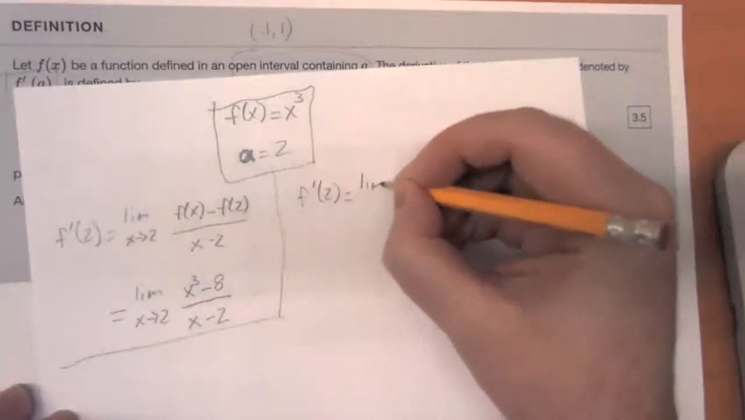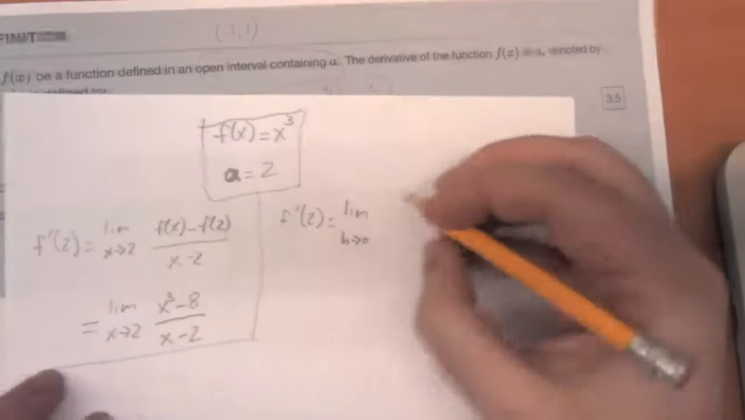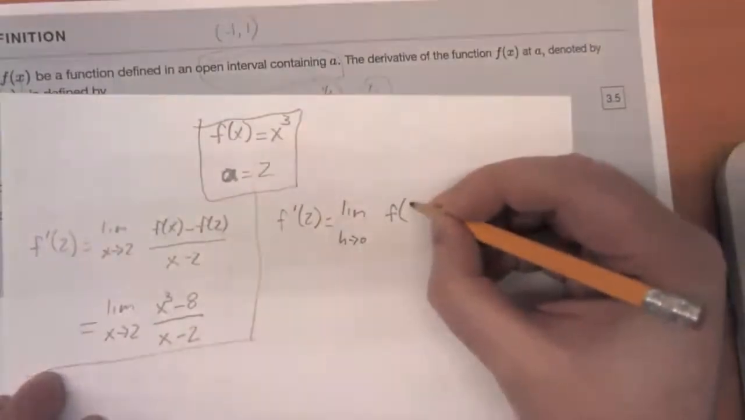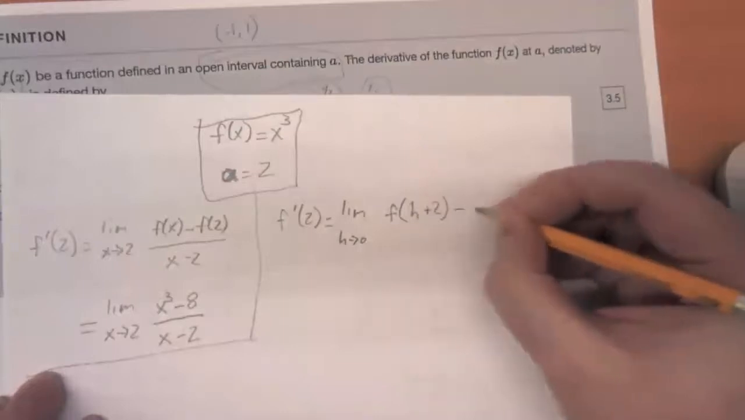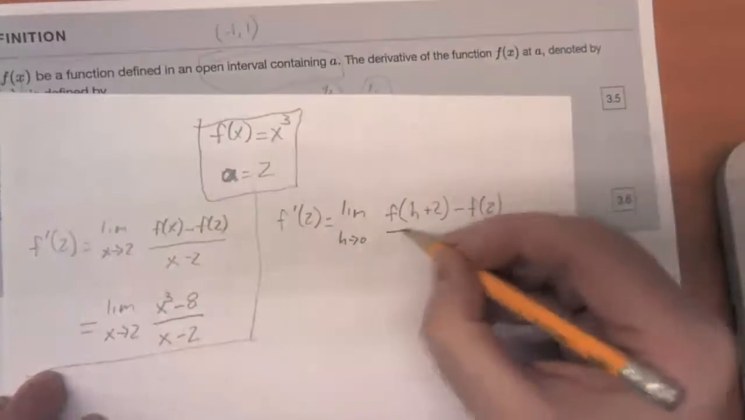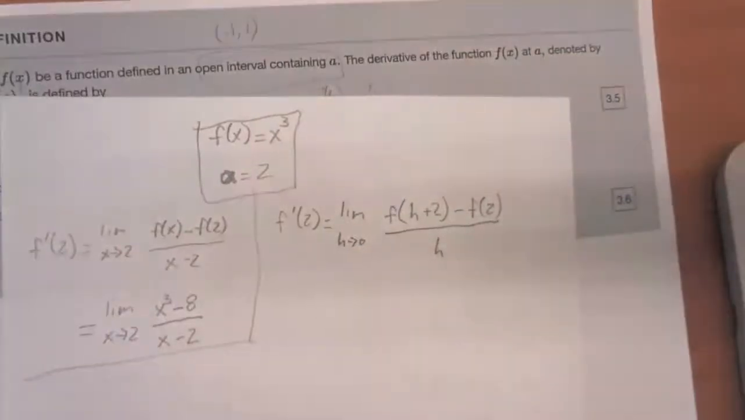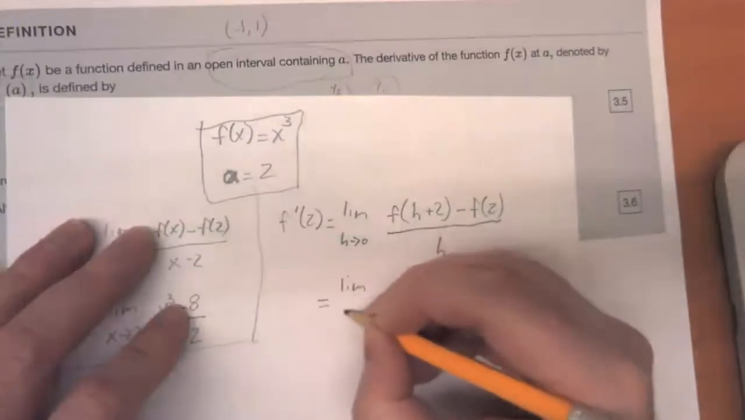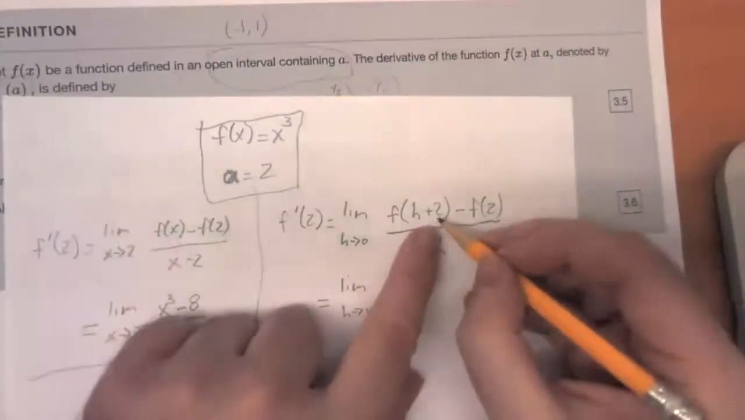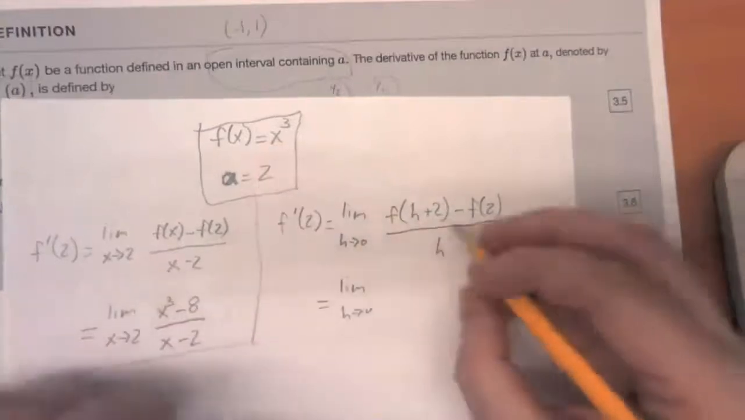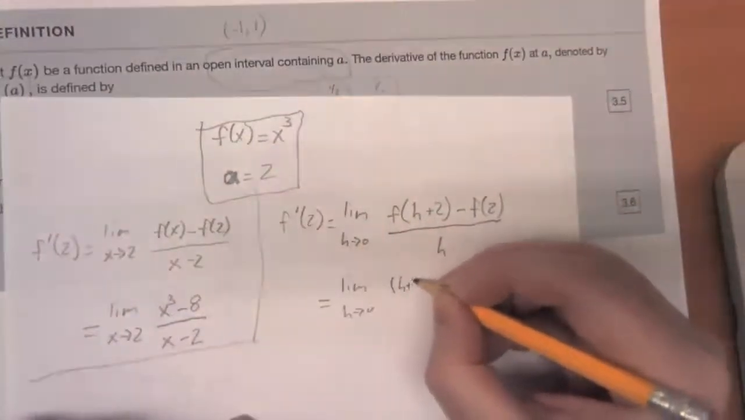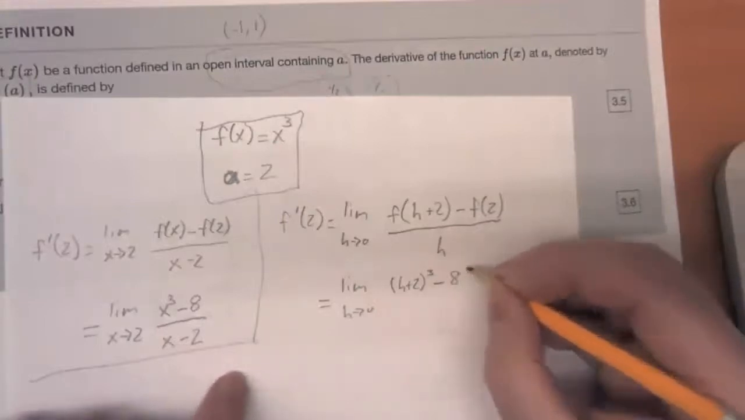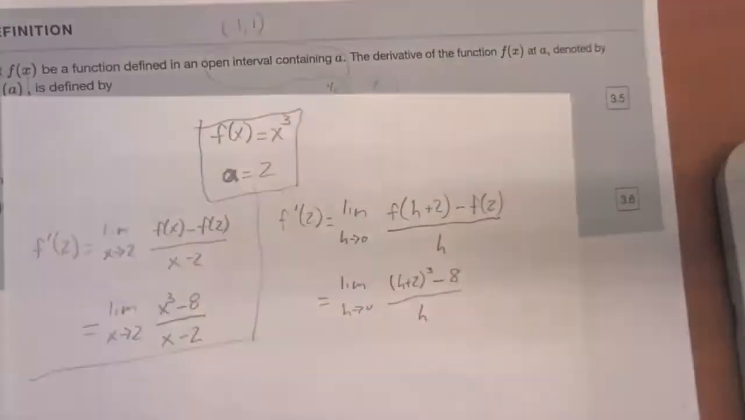This is the limit as h approaches 0 of f of h plus 2 minus f of 2 over h. All right, so this time, this is the limit as h approaches 0. We just substitute h plus 2 in for x in our definition. So this is h plus 2 cubed minus f of 2, which is 2 cubed, which is 8, over h.